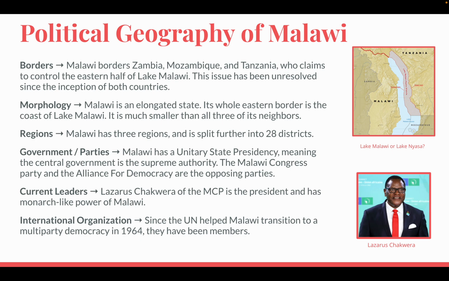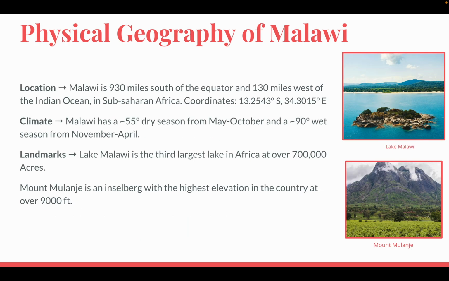So the UN helped Malawi transition into a multi-party democracy in 1964, and ever since that intervention, Malawi has been able to remain a member of the United Nations.